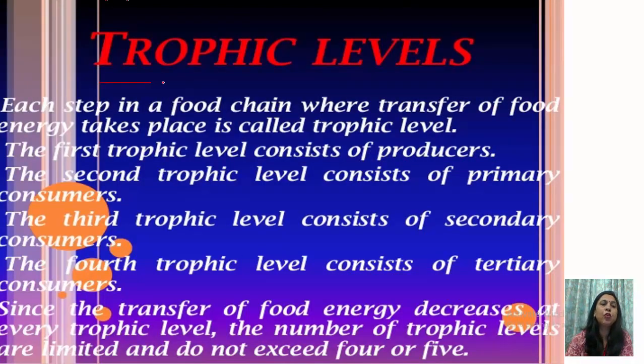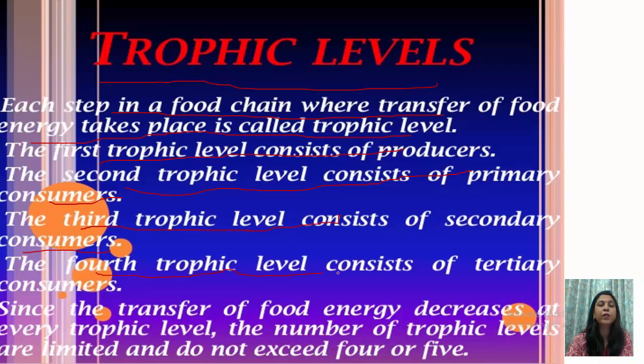Now, what do you mean by the trophic levels? Each step in a food chain where transfer of food energy takes place is called the trophic level. The first trophic level consists of producers. The second trophic level consists of the primary consumers, that is the herbivores. The third trophic level consists of the secondary consumers, that is the small carnivores.